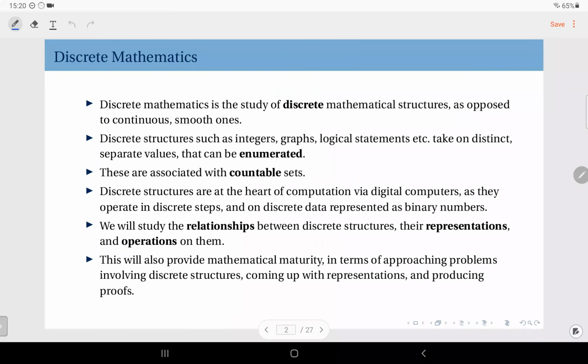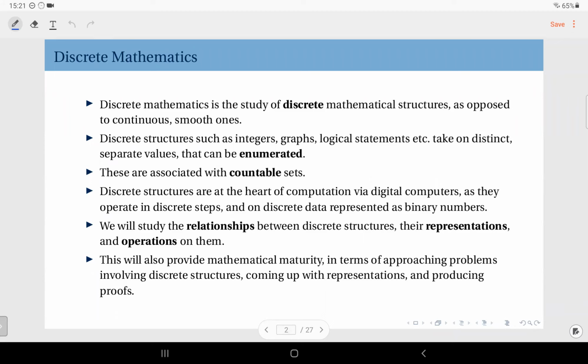To start with, let me briefly introduce what we are going to study in this course. As the name suggests, obviously, discrete mathematics is the study of discrete mathematical structures. And this term, discrete, is emphasized here because we are going to study discrete mathematical structures as opposed to continuous ones, which can be described also as smooth objects.